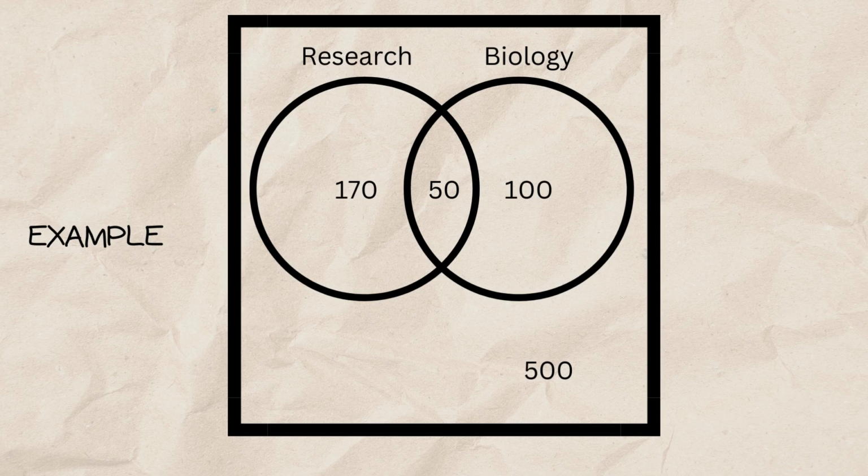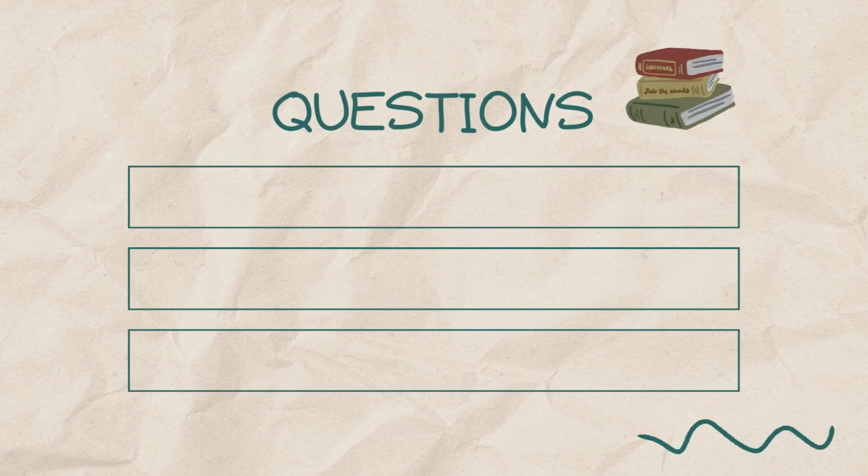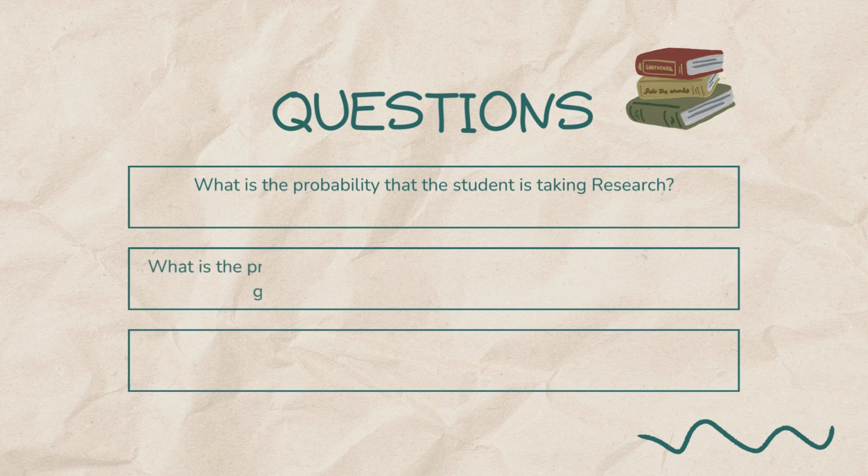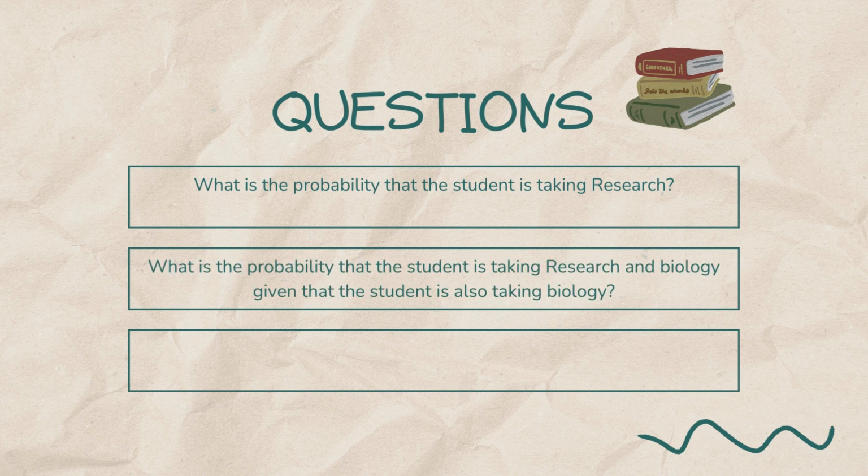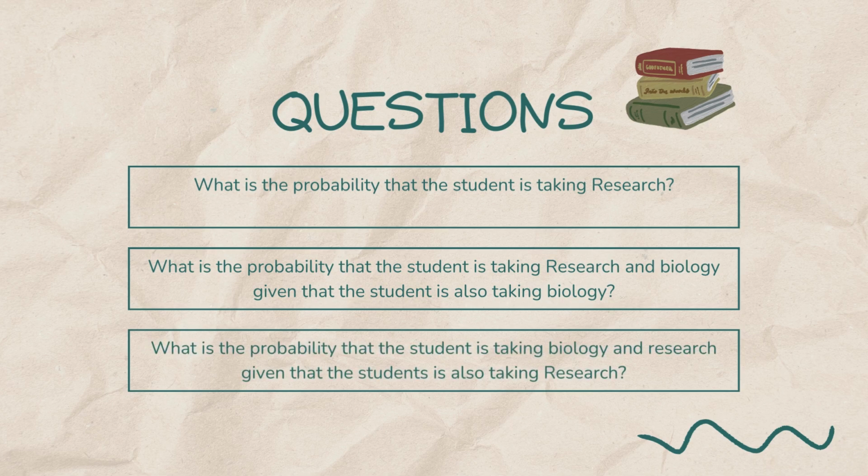I have also prepared an example which is using the Venn diagram. We have 500 students. 170 of them are taking research, while 100 of them are taking biology, and 50 of them are taking research and biology at the same time. So we need to solve the given questions.